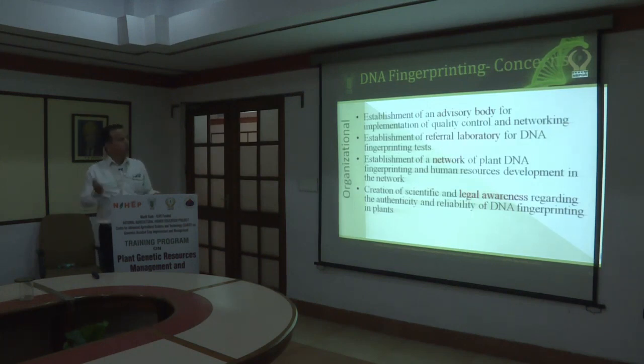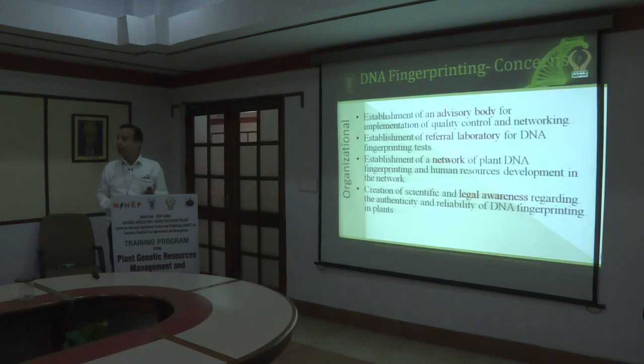Some organizational issues, for example, we need to establish an advisory body at the national level, and that advisory body should also look into various quality control parameters. When we are developing markers and different labs are working, some people may be very casually reporting. So somebody needs to control them, check their profiles, check their labs, check their data, whether it is authenticated or not. Then we need to identify a referral lab for DNA fingerprinting at the national level, and have a network of different labs. And this network should not be only for DNA fingerprinting of crop varieties in general, but crop specific: a wheat DNA fingerprinting network, a rice DNA fingerprinting network. It has to be like that only.